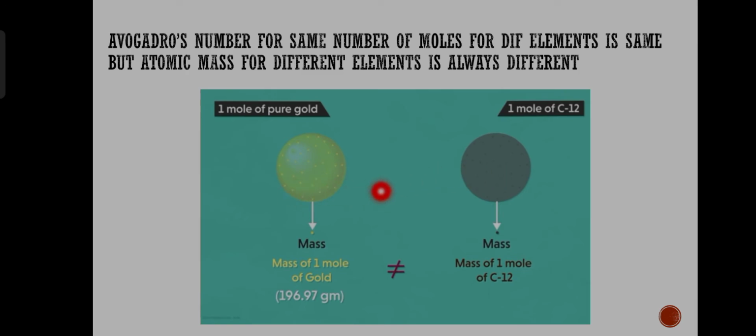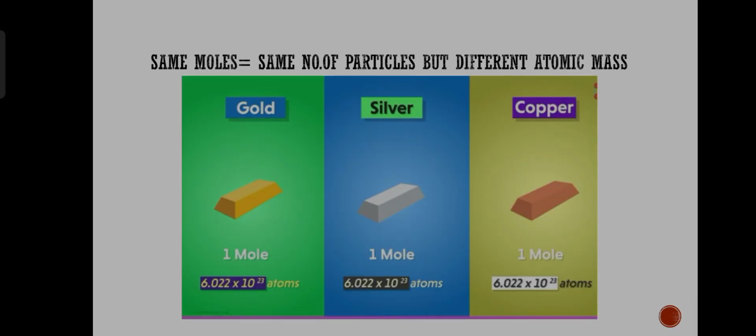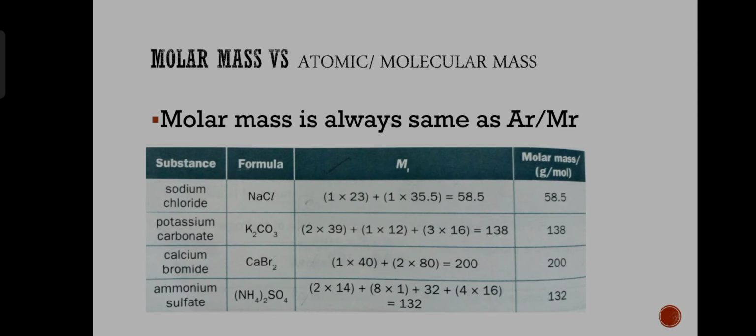For pure gold, the relative atomic mass is 196. For carbon, it is 12. So the relative atomic mass for these two substances is not the same, right? Same number of moles will have the same number of particles. 1 mole of gold, silver and copper will have the same number of particles, but they will have their respective atomic masses. The atomic mass of gold is 197, for silver it is 108, and for copper it is 64. Atomic masses are different, but the number of particles will be the same.